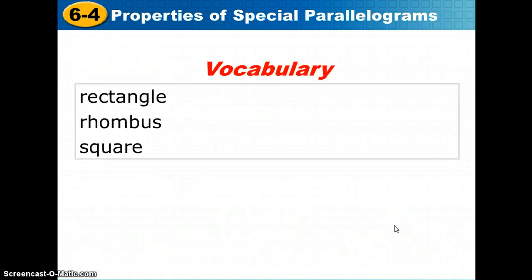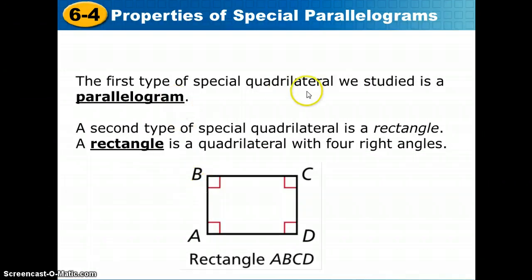Alright, we're going to learn 3 new vocabulary terms as well as theorems and postulates that go along with those. Rectangles, rhombuses, and squares are our 3 special parallelograms. First, we talked about a special quadrilateral called a parallelogram. A second type of special quadrilateral is called a rectangle.